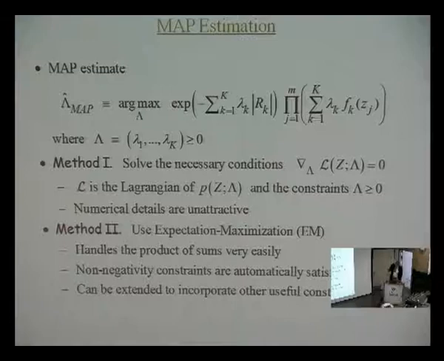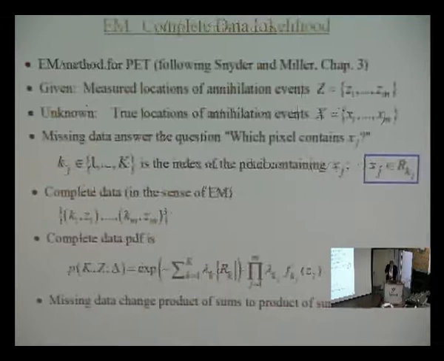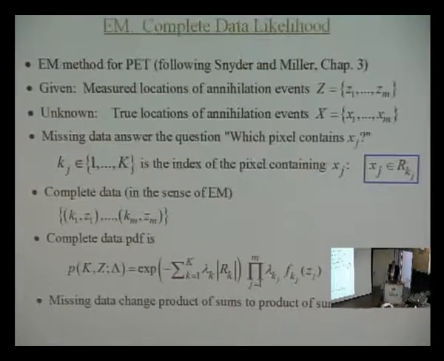You can solve this, going right along. You can solve this in a couple of ways. You can solve the necessary conditions using your favorite maximum likelihood algorithm from MATLAB or anything else you'd like, or you can use EM. EM has certain advantages. It handles this product of sums really nicely. The iteration keeps the picture non-negative, that is, all the constraints are satisfied, and you can add other constraints as well. So the only thing I want to take from this slide, because Matthias will not let me say anything more about it, is the missing data in the sense of EM is all you need to know to make EM work and turn the crank.